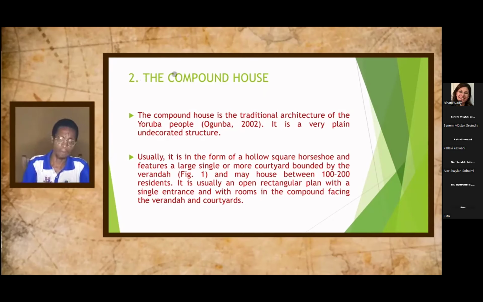But let's quickly look at the compound house. What is the compound house? The compound house is the Yoruba traditional architecture of Yoruba people. It is a very plain, undecorated structure. It is in the form of a hollow square or horseshoe, and features a large single or more buildings with courtyards bounded by the veranda.